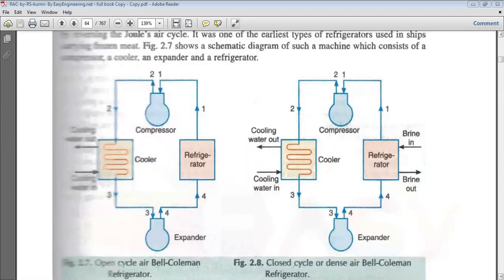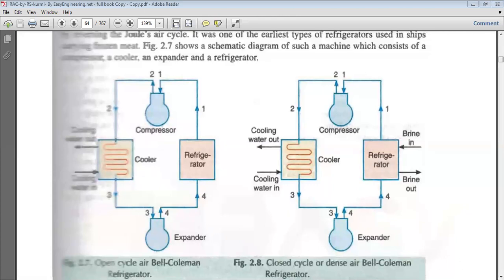What happens in the refrigerator? Heat is absorbed from the products, thereby a cooling or refrigeration effect takes place. That's why we call it a refrigerator. What happens in the cooler? The refrigerant at high pressure and high temperature rejects heat to the cooling media. The cooling media is nothing but circulating cooling water, which is shown here.